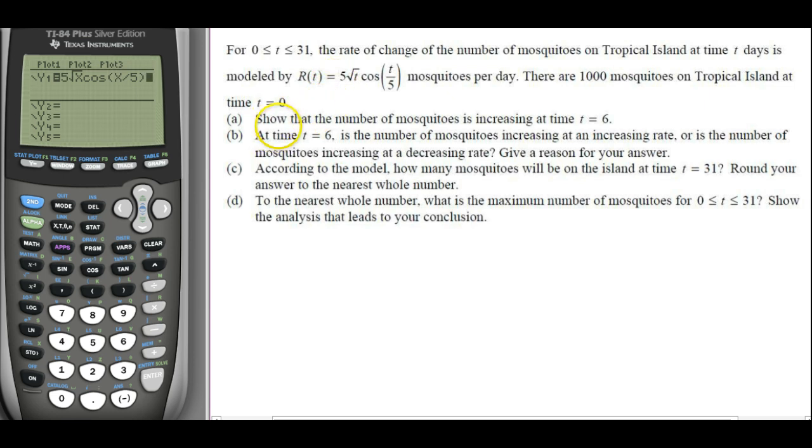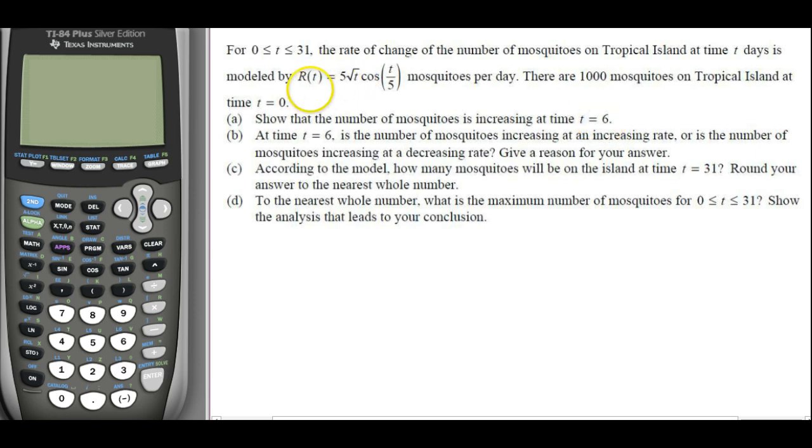So now let's look at part A. Show that the number of mosquitoes is increasing at time t equals 6. So what I would need to show is that the rate of change of the number of mosquitoes is positive. Here's where a lot of students are going to make a mistake: they're going to think I need to take the derivative of r of t and substitute in 6. Because they understand that to find where a function is increasing, I need to know that its derivative is positive.